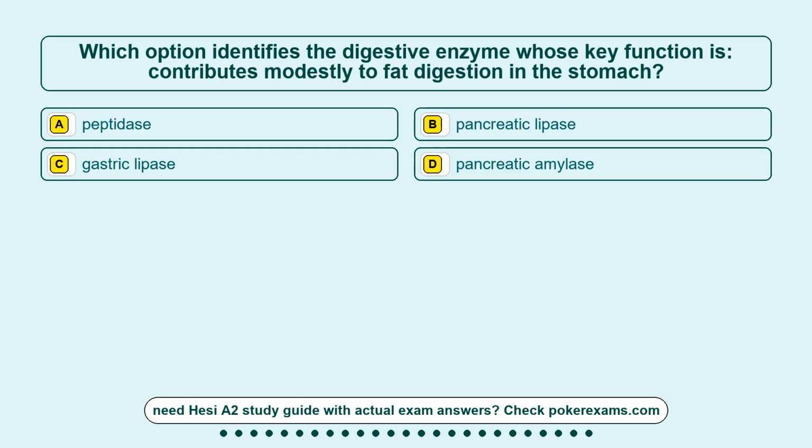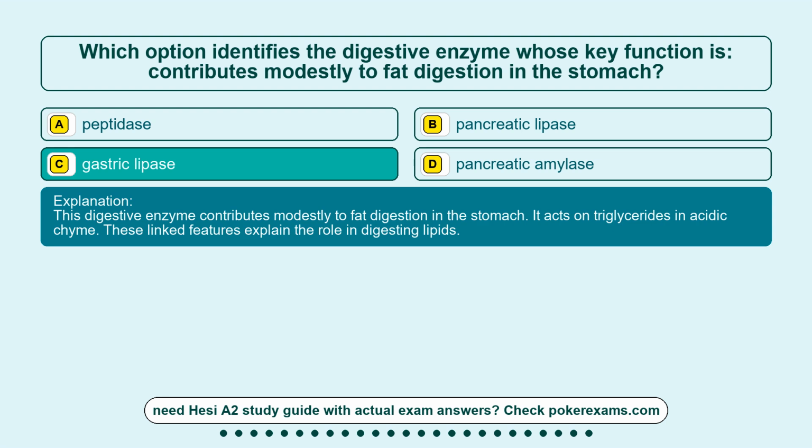Question 6. Which option identifies the digestive enzyme whose key function is contributing modestly to fat digestion in the stomach? Option A, peptidase. Option B, pancreatic lipase. Option C, gastric lipase. Option D, pancreatic amylase. The correct answer is option C, gastric lipase. This digestive enzyme contributes modestly to fat digestion in the stomach. It acts on triglycerides in acidic chyme. These linked features explain the role in digesting lipids.